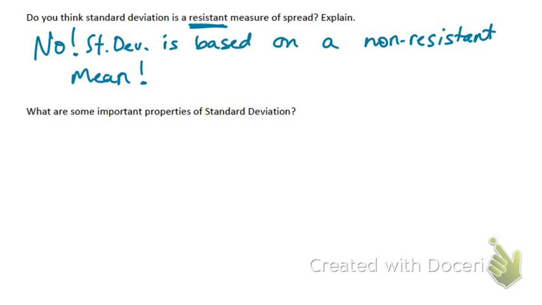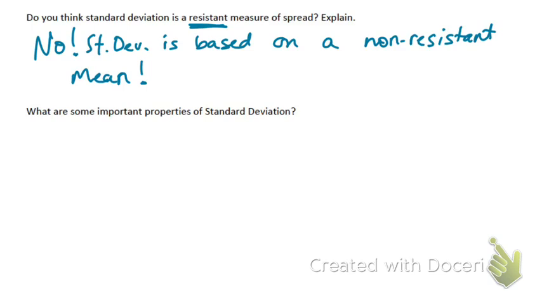Also, standard deviation is an average distance. So it's like we're taking an average and basing it on an average. So we've got two non-resistant things happening here. So standard deviation is very affected whenever you start changing numbers.